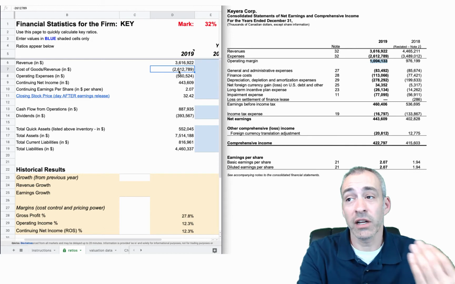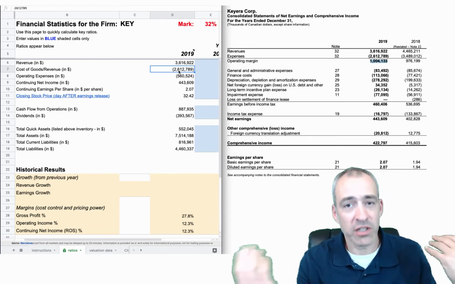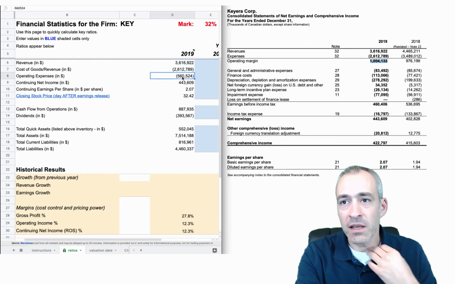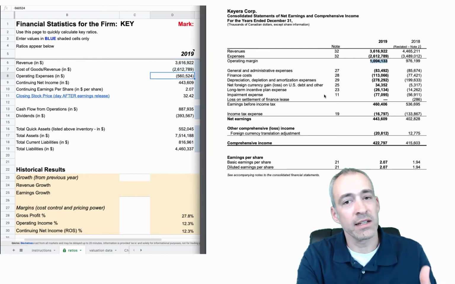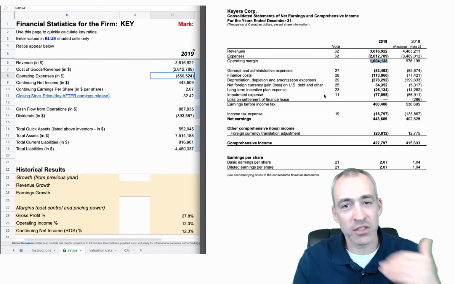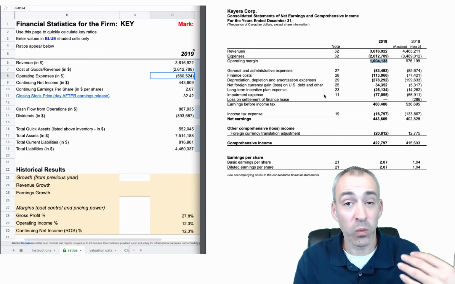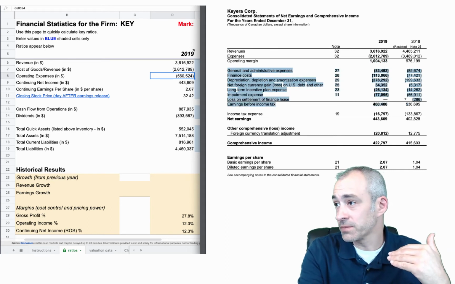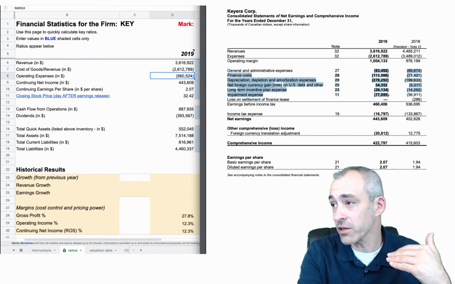Notice it's not on here. You don't need to type it in because the spreadsheet will figure out what it is if you've got these two. It's just the difference. Operating expenses are not listed, and that happens a lot. Sometimes things are left out because it's understood where they are and what they are. So this is actually the total of all of these things, right? So these numbers right here should total.